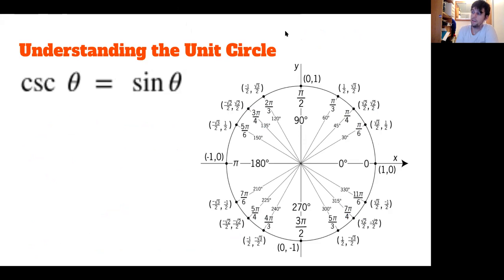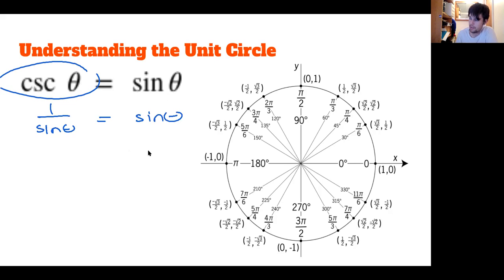All right, last one we're going to look at, we want to know when is cosecant equal to sine? That's kind of tricky. Again, we can do this algebraically, but we can also kind of do this in terms of understanding the unit circle. What is this telling me? This is telling me that, well, cosecant is the reciprocal of sine. So where is the reciprocal of sine equal to sine?